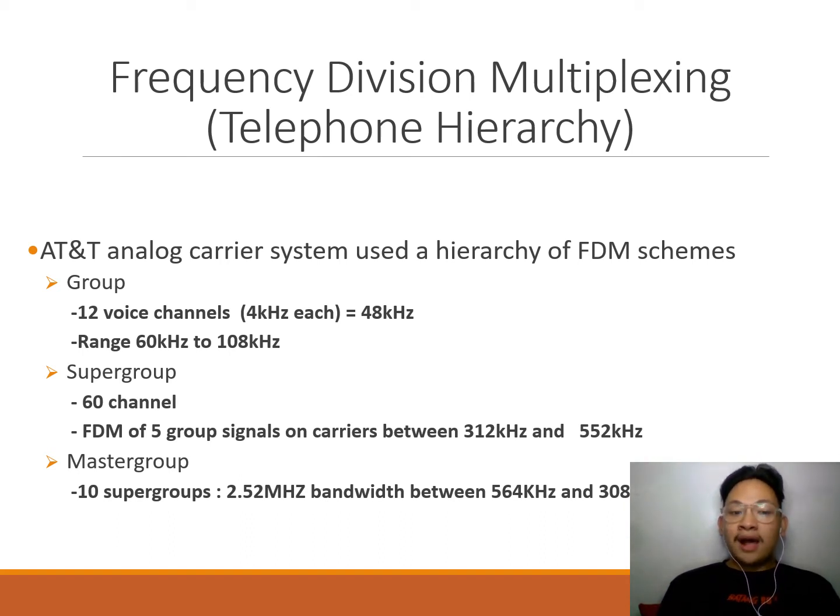A basic group consists of 12 voice channels, multiplexed together by stacking them next to each other in the frequency domain. 12 4 kHz voice band channels occupy a combined frequency bandwidth of 48 kHz. It ranges from 60 kHz to 108 kHz. Next, the higher-level FDM hierarchy is the supergroup, which is formed by frequency division multiplexing 5 groups containing 60 channels between 312 kHz and 552 kHz. Lastly, is the master group, which is composed of 10 supergroups of combined 2.52 MHz bandwidth between 564 kHz and 3.08 MHz.